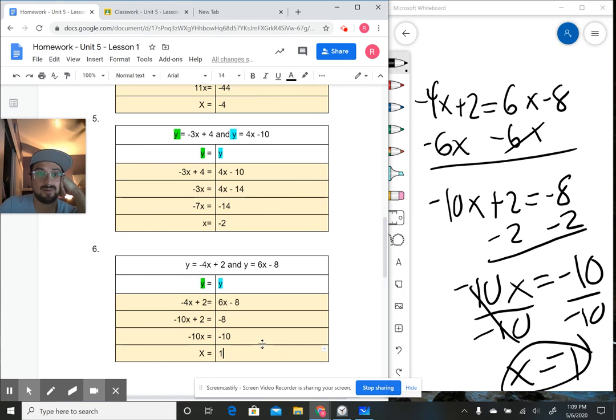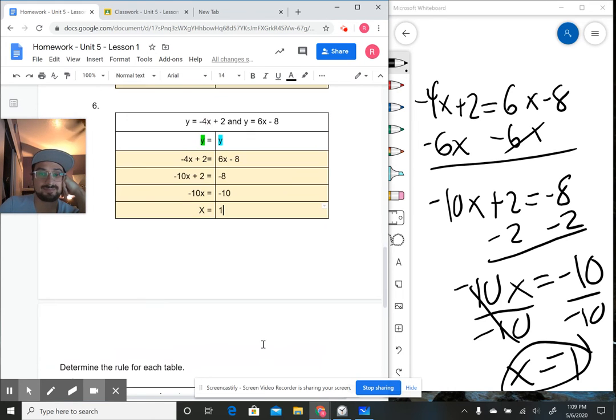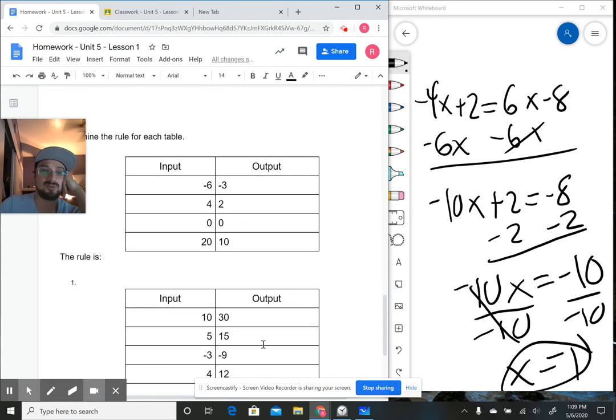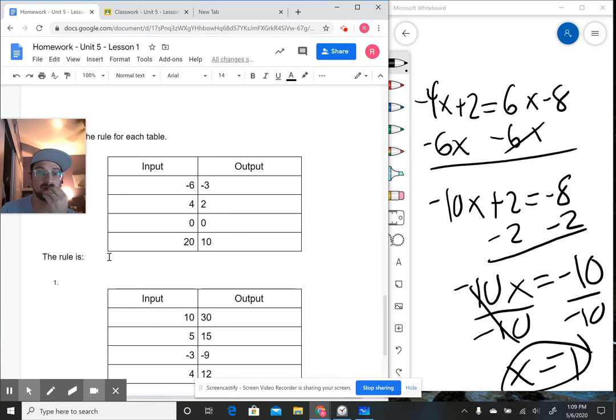Okay, so now for the next one, scroll down a little bit. It's going to be determine the rule. So we talked about this, the input versus the output. An input goes in, a rule is applied to it, and then the output is the number. So negative 6 outputs negative 3, 4 outputs 2, 0 outputs 0, 20 outputs 10. For this rule, you can see that the numbers are getting halved. Halving means dividing by 2. That'll be the answer for that one: divide by 2.